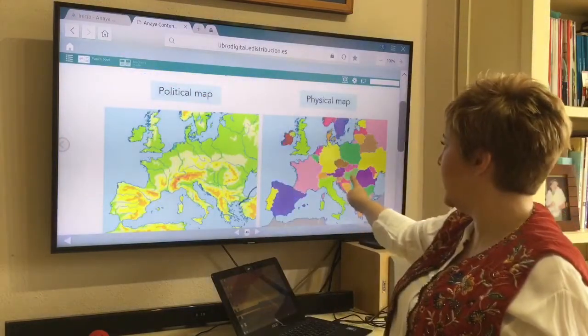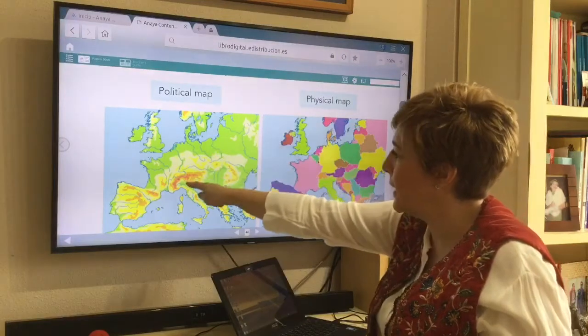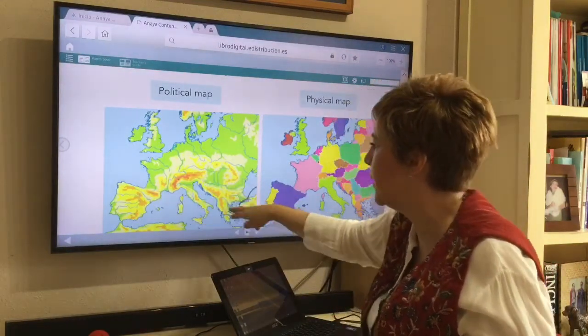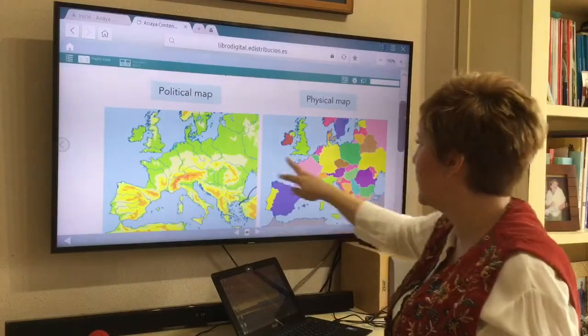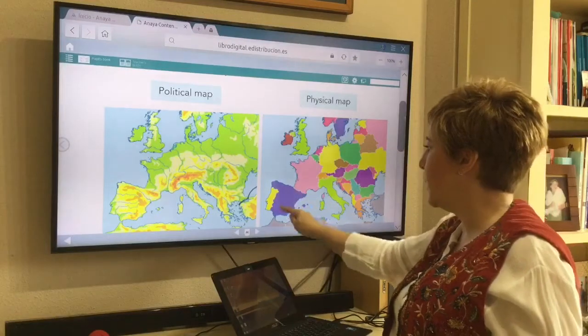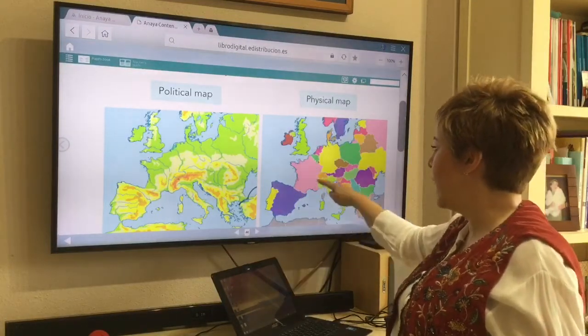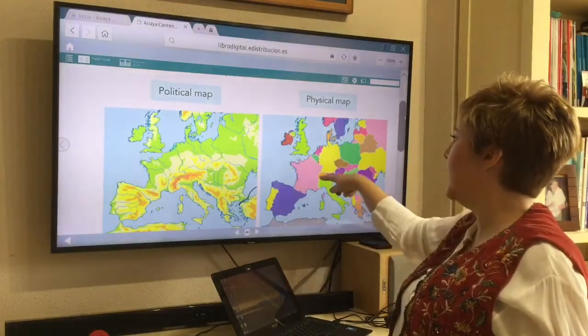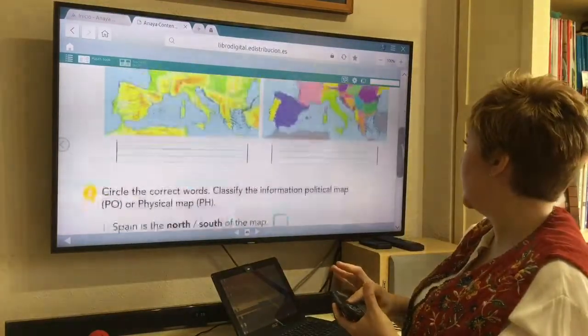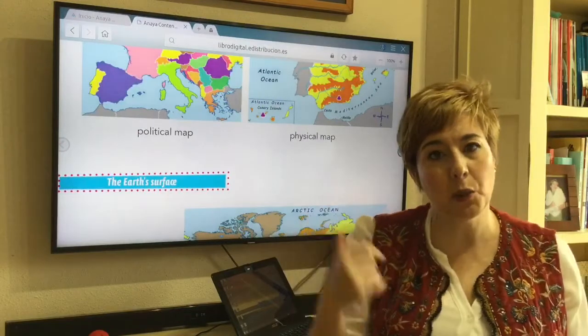Political is this, physical is that, because it has the mountains, the rivers, the valleys, and this has all the countries: Spain, Portugal, France, Italy, United Kingdom, all the countries. Super important that you study, okay?